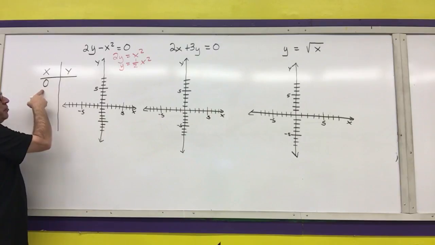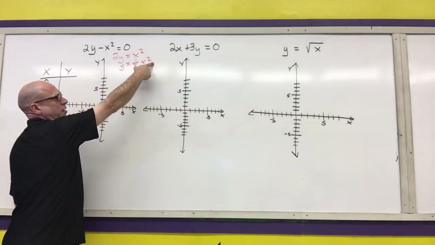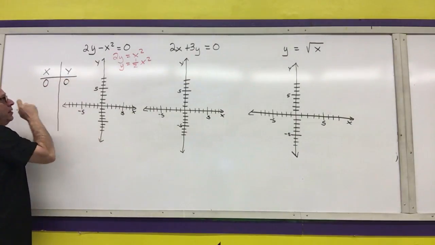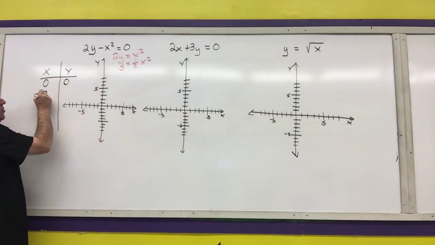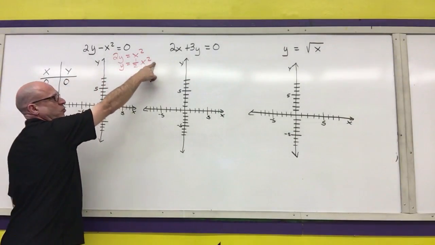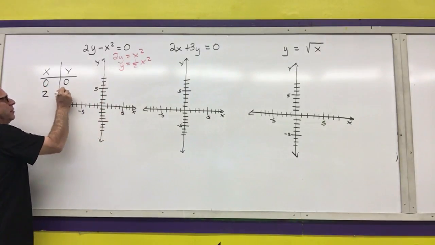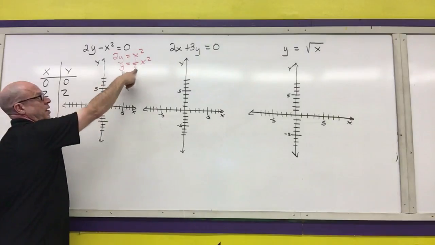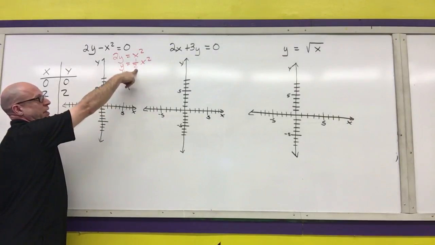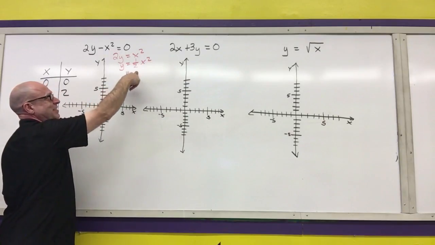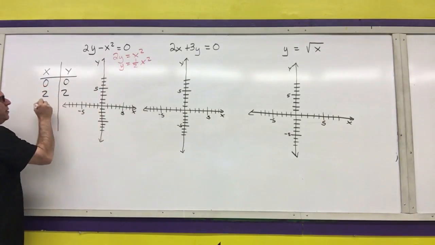If I put a 0 in for x, 0 squared is 0. 0 divided by 2 is 0. If I put a 2 in for x, I get 2 squared is 4. 4 divided by 2 is 2. I'm going to put a 4 in for x. 4 squared is 16. 16 divided by 2 is 8.